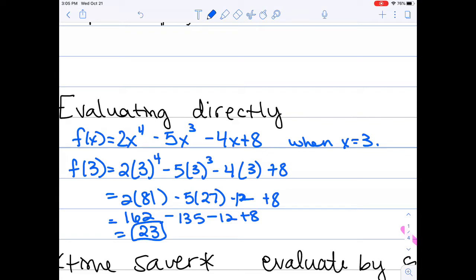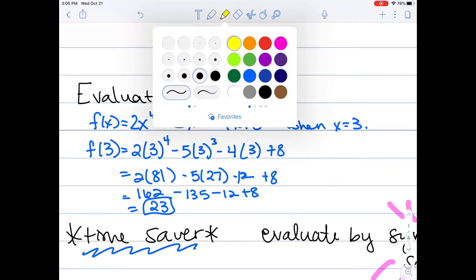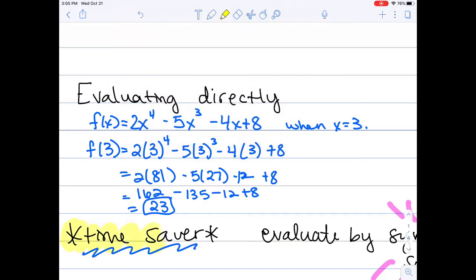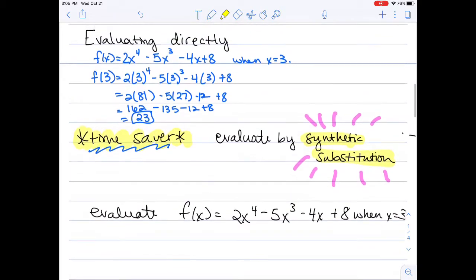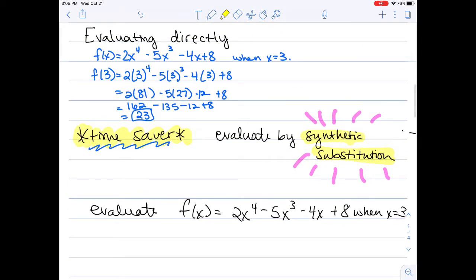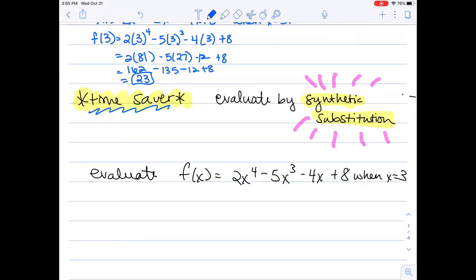Now, that's simple. We've always done that since, I don't know, pre-algebra, but it takes a little bit of time, and if you make an error, you're in trouble. Here is a time saver. This is something you can use to save some time when we're evaluating functions, and this is called evaluating by synthetic substitution. So here's how you would do the same problem that we did up here in blue, using synthetic substitution.